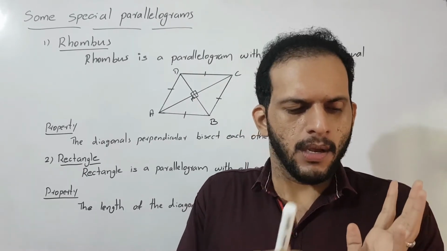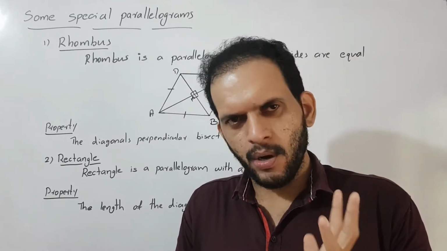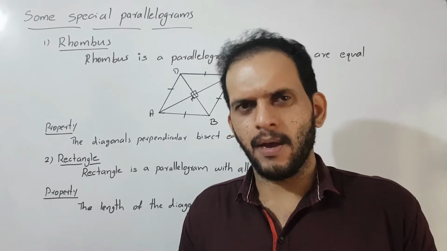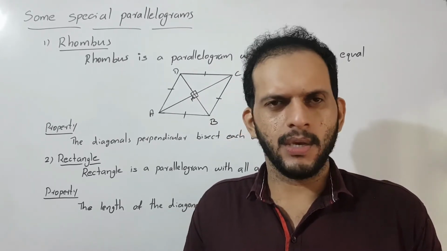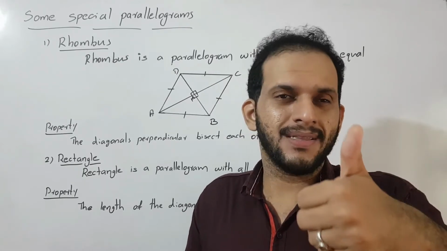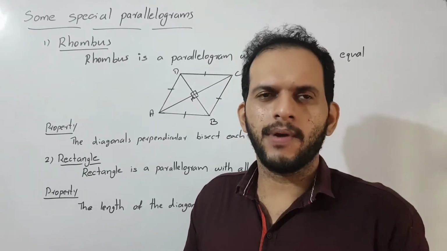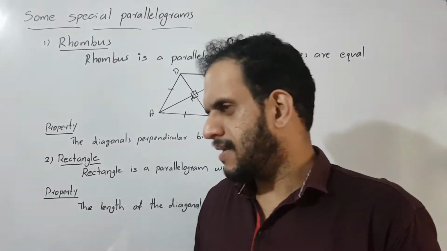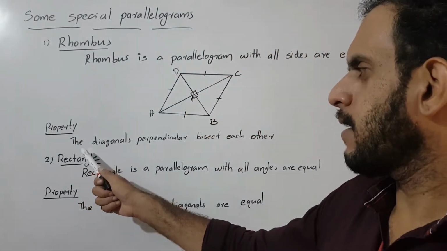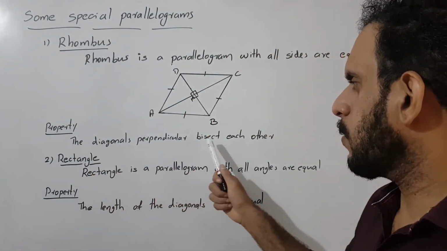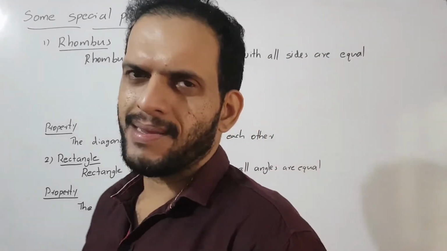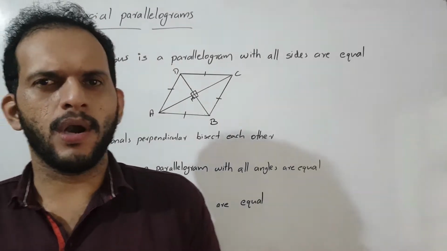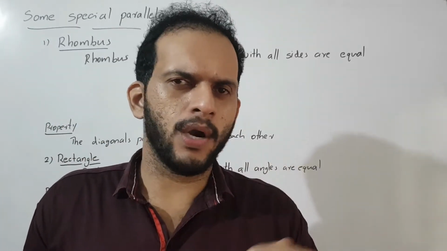Okay, then opposite angles are equal, adjacent angles are supplementary, then all sides are equal, so opposite sides are also equal. Then the last one is the difference. What is that? The property of the diagonal. Here the property of the diagonal is that the diagonals perpendicular bisect each other. We know what perpendicular means. We know what bisect means.